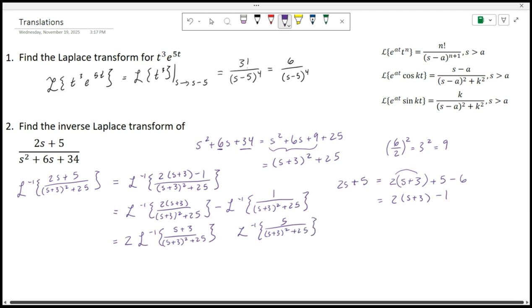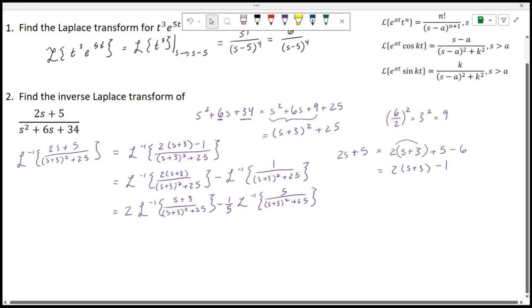And I can do that as long as I undo it, much like I added 6 to my numerator and then subtracted 6. Here, if I multiply by 5, I need to also multiply by 1/5, and I'll pull that out front of the Laplace inverse. So it's still equivalent to what I started with if I simplified it, but now it's in a form where I can use my formulas. Okay, so we're now ready to evaluate both of these Laplace inverses.